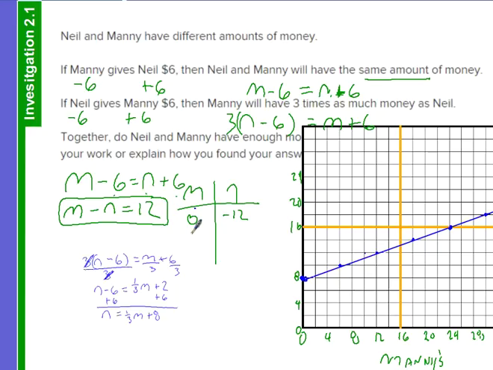So let's say m would have to be more than 12. So let's say m is 12. If Manny has $12, that means Neil would have 0 based on this equation. Let's go with 16. If Manny has 16, Neil would have 4. Let's go even bigger. Let's go 30. So if Manny has 30, then Neil would have to have 18. So I'm going to plot these 3 points. So 12, 0, it's right here, 12 over 0 up. 16, 4, it's right here.